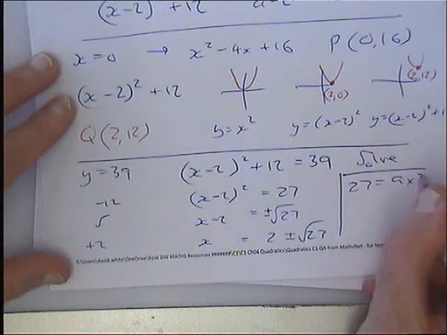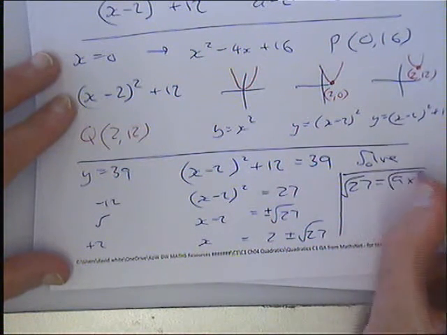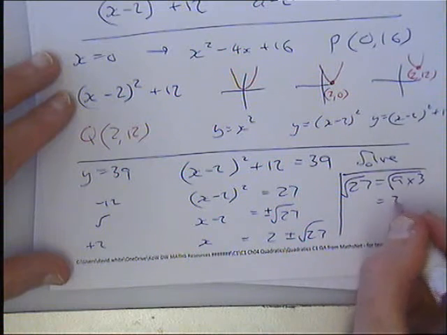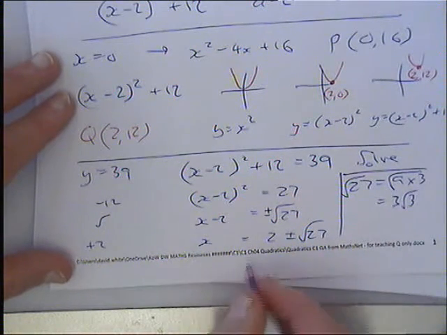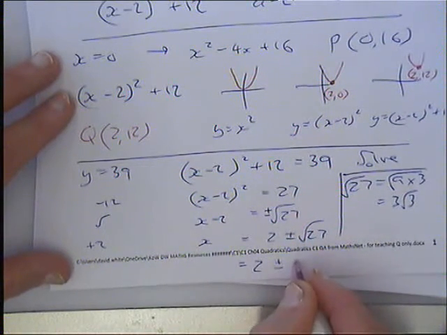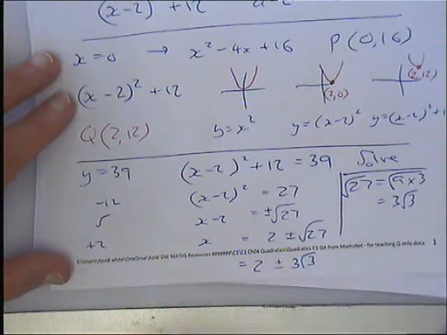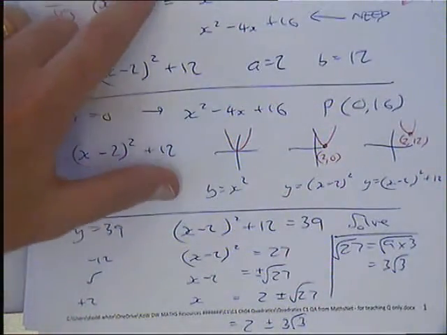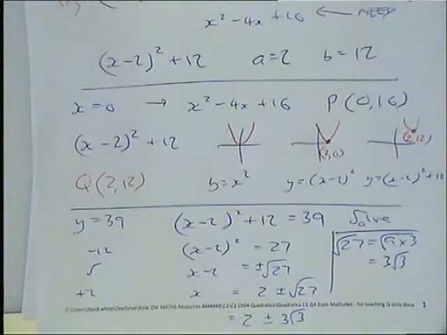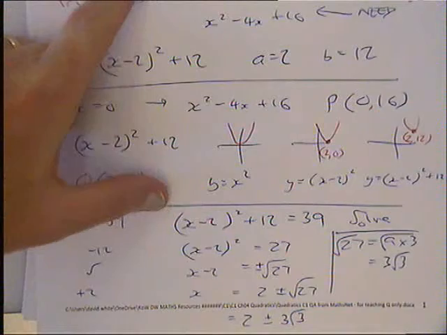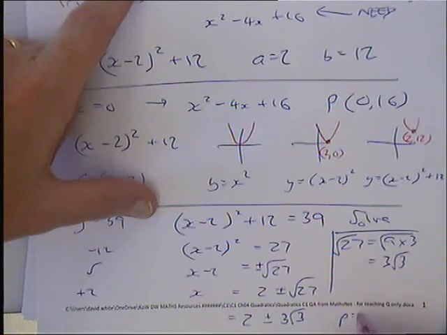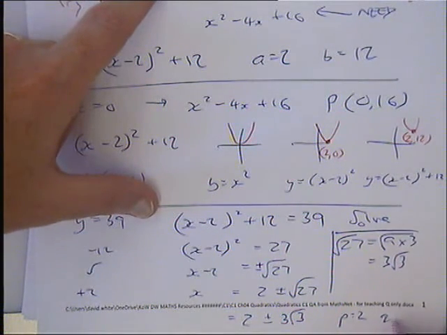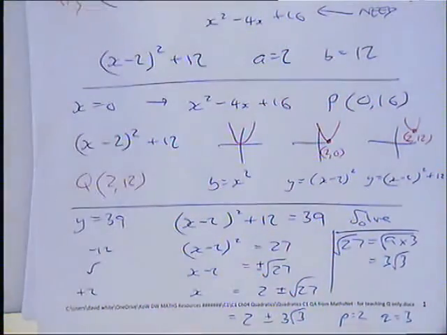Let's just do this as a box of it. 27 is 9 times 3. So root 27 is root 9 times root 3. So that's 3 root 3. So over here I get 2 plus or minus 3 root 3. Now the question wanted a root 3 in it. So I've got it in the form they wanted. So my lowercase p here will be the 2, and my lowercase q here will be that 3 there. Okay?